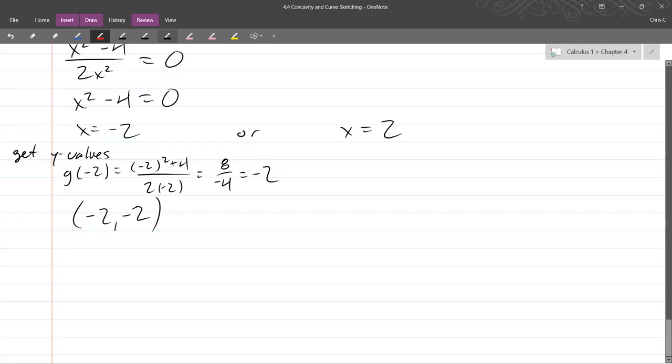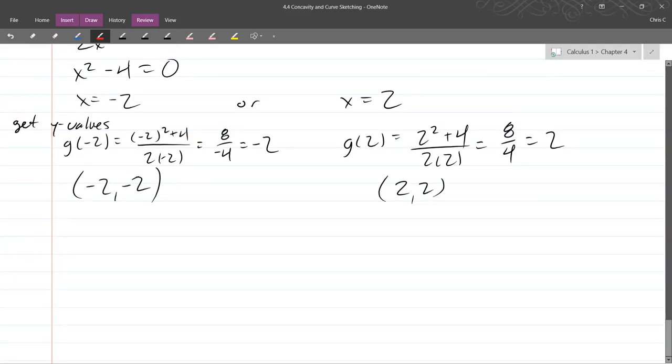Sometimes you'll get the same y value as you have for x. That's just coincidence here. Now we're going to plug in positive 2. Eight fourths, which is positive 2.